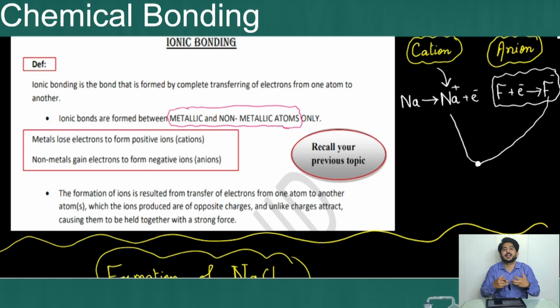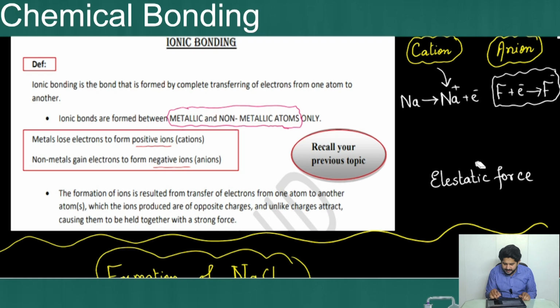That force we call the attractive force. This force is called the electrostatic force of attraction. The electrostatic force of attraction will develop between these two oppositely charged ions. As you can see here, I have mentioned that metals lose electrons to form a positive ion, as we discussed in the example of sodium. Non-metals gain electrons to form a negative ion, as fluorine has gained one electron and converted into a negative ion. After that, what is happening here?